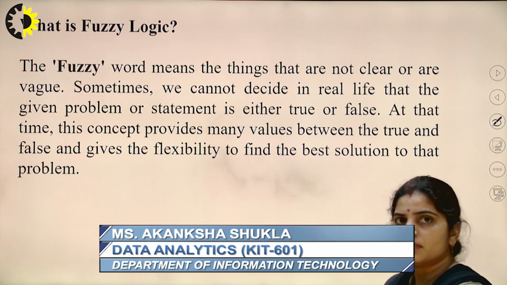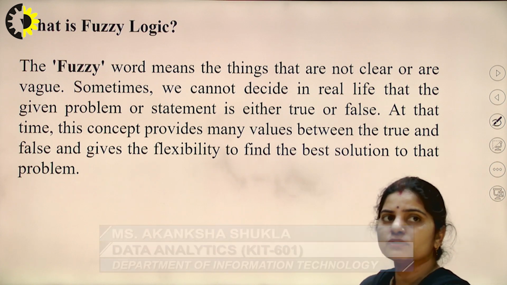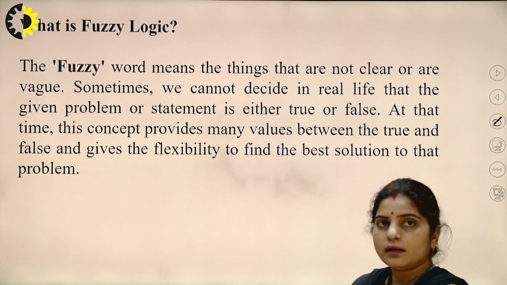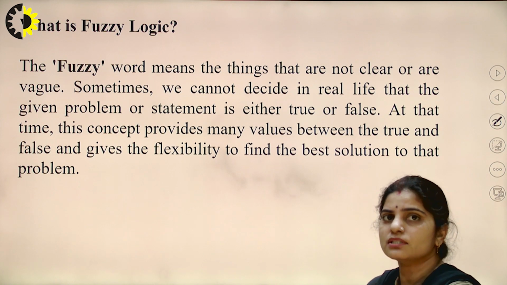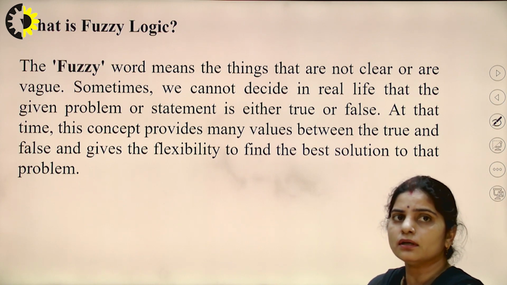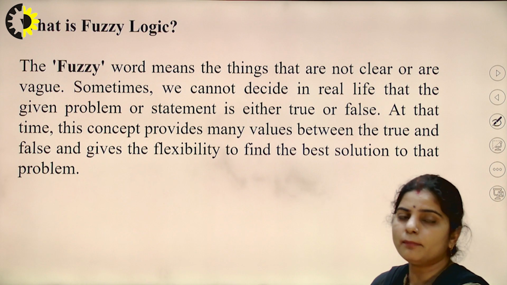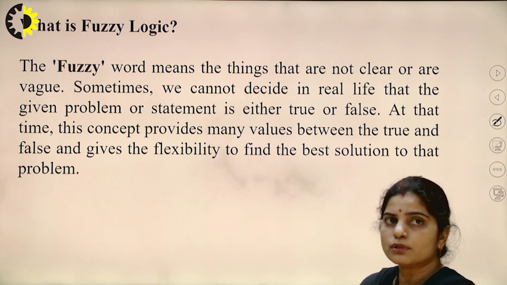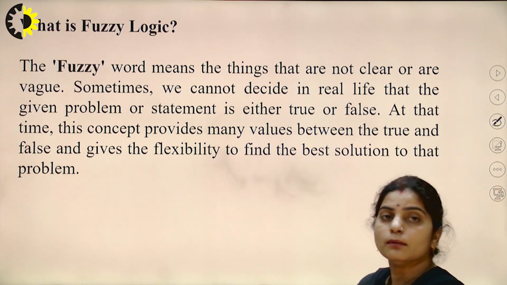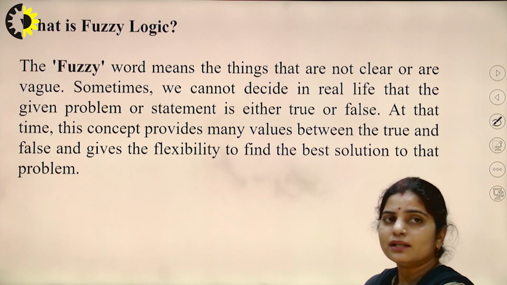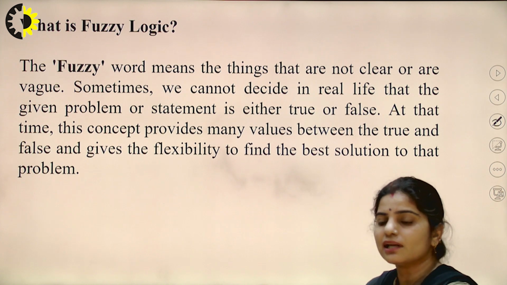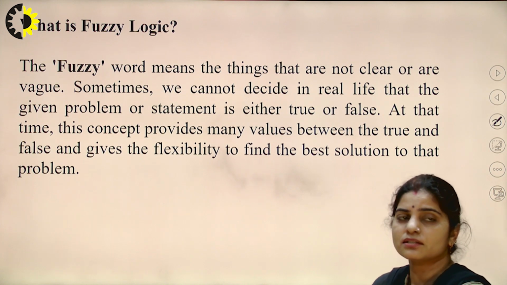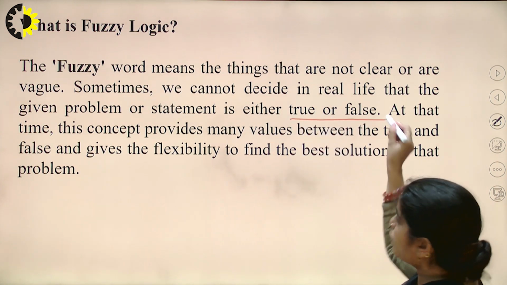Basically, the word fuzzy means things which are not clear or things which are uncertain. Sometimes in a real life problem we are not able to decide the solution apart from the true or false solution that can be provided by using Boolean algebra. At this time we have to select a concept or a strategy which can provide a solution between these two terms, either true or false.